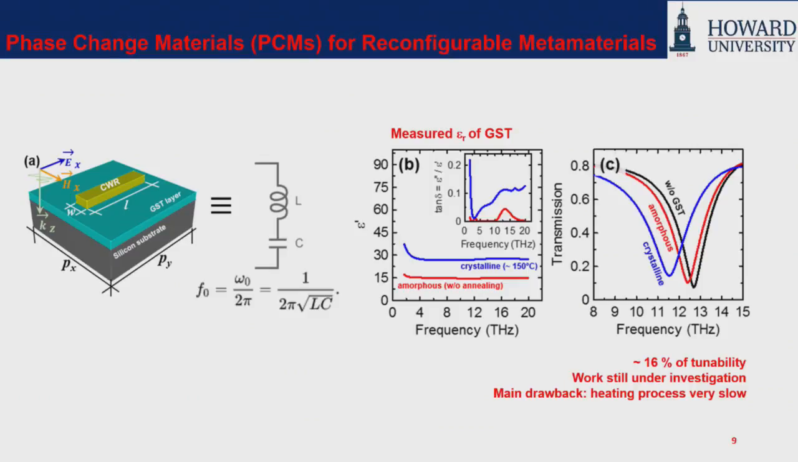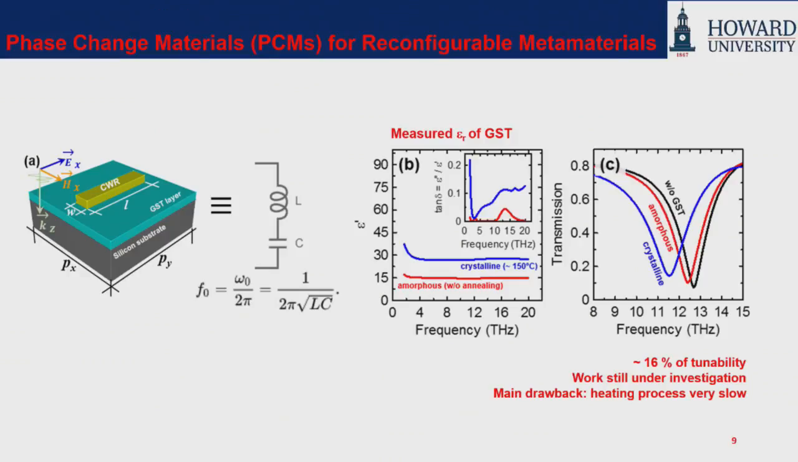And if we consider, for example, this very simple structure, which is based on a silicon substrate, a GST layer, and a simple cut wire resonator, this device is equivalent to a simple inductance-capacitance circuit in series. And actually the frequency of resonance is approximately given by this expression. And the black curve here is the spectral response of the structure.